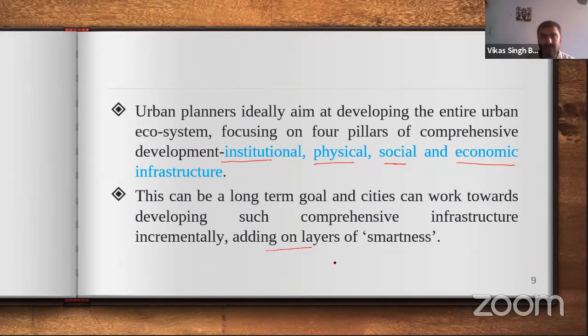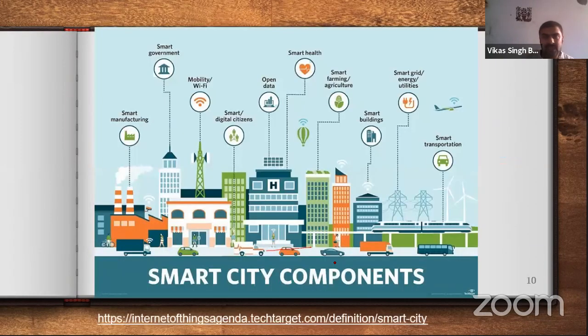Initially, one level of smartness can be added, and later on, slowly, other smart features can be added in smart cities. So these are the main components of a smart city. One is smart manufacturing, then smart government. Smart manufacturing is, suppose a company has information that the demand for a particular product is rising or decreasing. Accordingly, they will produce that particular product. So this will result in saving the cost of that manufacturing company.